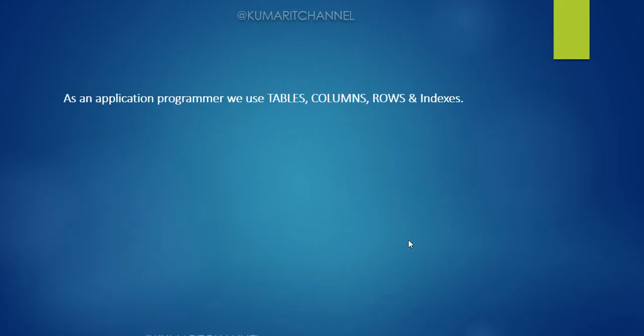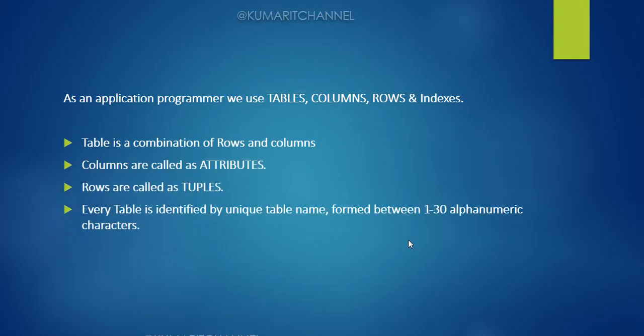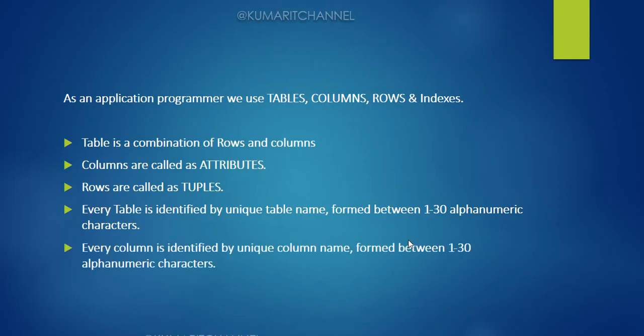And then as an application programmer, we use tables, columns, rows and indexes. A table is nothing but a combination of rows and columns. Columns are called attributes and rows are called tuples, and every table is identified by a unique table name. Whatever table name we create should range between 1 to 30 alphanumeric characters, and every column is also identified by a unique name, which also ranges between 1 to 30 alphanumeric characters.